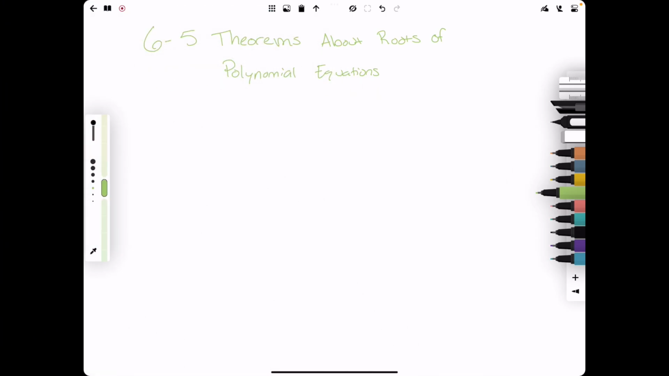Okay, section 6-7, theorems about roots of polynomial equations. So we've talked a lot about different methods for solving. Do you remember any of them, off the top of your head, what we called them? We did the last section. Solving, remember when it was equal to 0, some kind of x to the nth plus x to the n minus 1 plus x to the n minus 2, and so on, right? What were some ways that we learned to solve these?